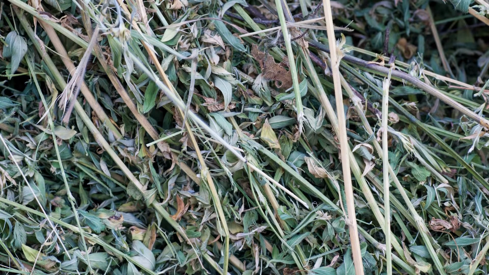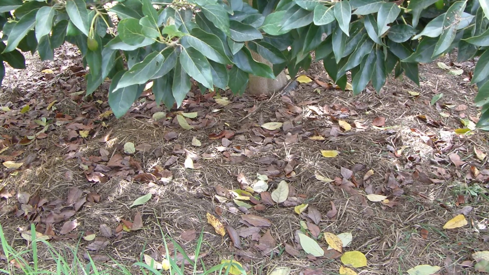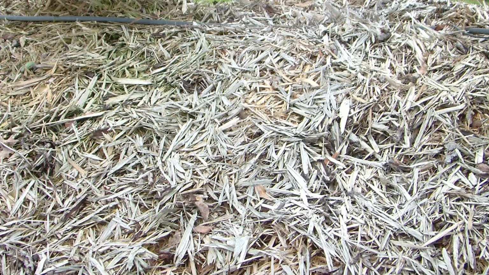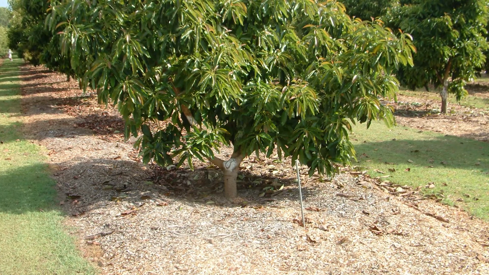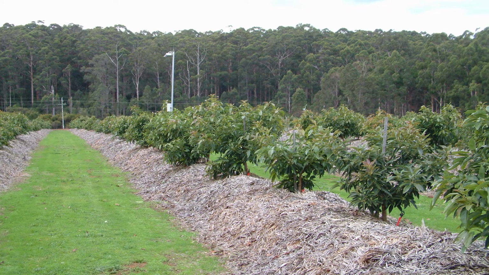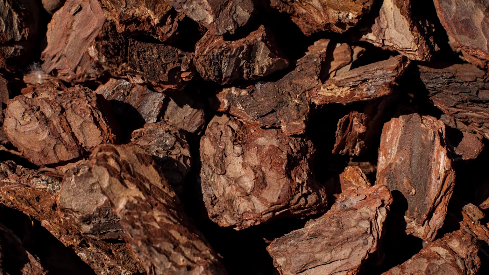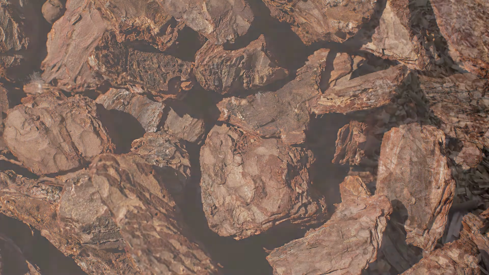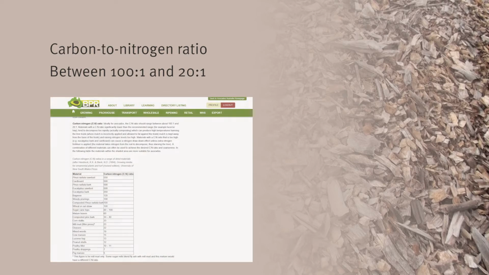Materials with a high nitrogen content will decompose and release large amounts of nitrogen rapidly, which may cause excessive vegetative growth. Conversely, materials with a high carbon content can cause nitrogen drawdown, which can starve the tree. In this case, extra nitrogen may need to be applied. Very large chips or logs break down more slowly, reducing the chance of nitrogen drawdown. The ideal carbon to nitrogen ratio of mulch material is between 100:1 and 20:1. For more information on carbon to nitrogen ratios, refer to the mulch section of the best practice resource.